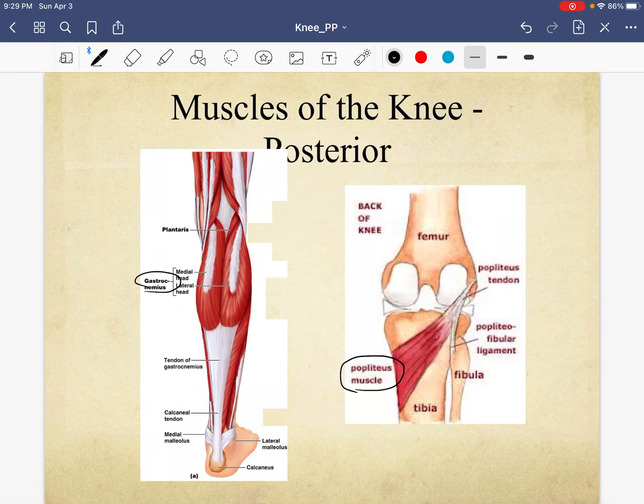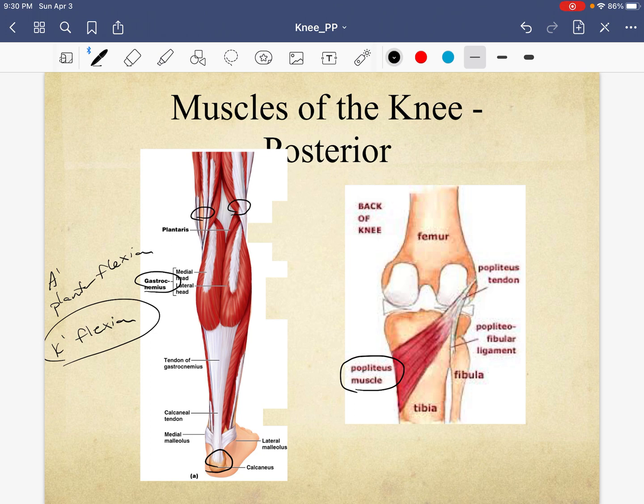Gastrocnemius and plantaris. So the gastrocnemius is your calf muscle. It will do ankle plantar flexion, which is kind of a calf raise. But it can also assist with knee flexion because it originates on the femur. I mentioned this before: muscles have actions at the joints they cross. The gastrocnemius crosses the ankle, so it can move the ankle, but it also crosses the knee, and it attaches on the femur. Therefore, it can assist with knee flexion.